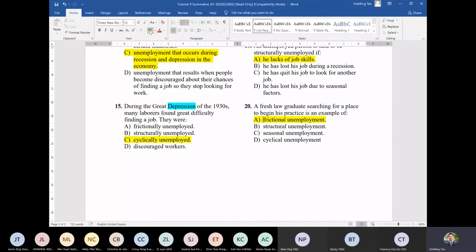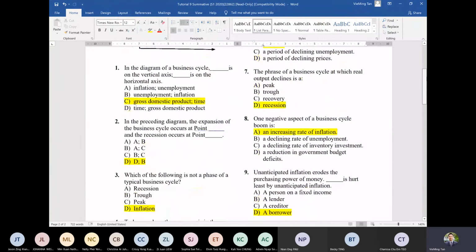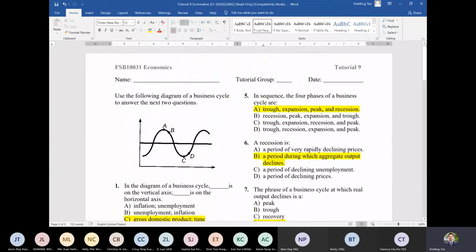All right, so we have discussed all the 20 summative questions. Any question that you would like to ask before we move to formative questions? So far, so good? Okay, then I'll share the formative question now.